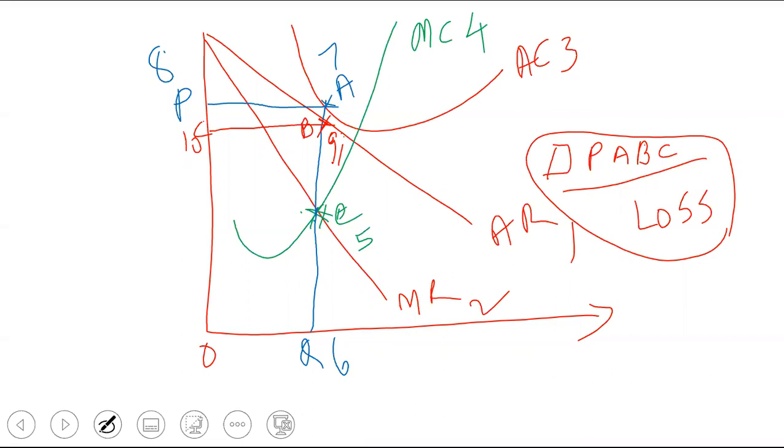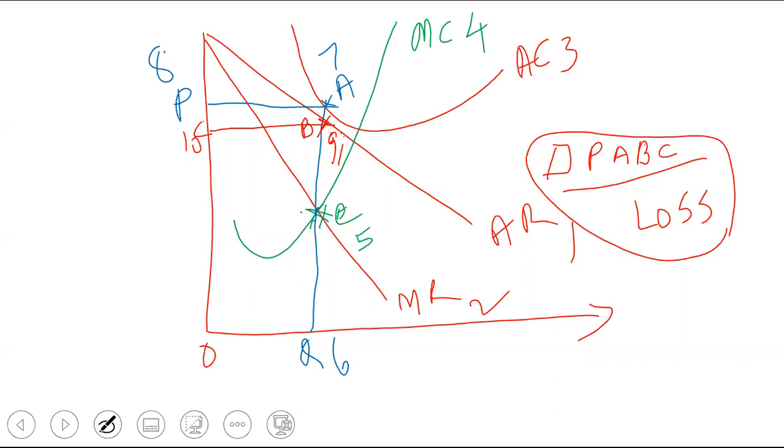Two conditions of equilibrium are met, M-E-T, at the point E. Below, write: first one, MR is equivalent to MC. Second one, MC intersects MR from below. Put that in the rectangle, in a box.